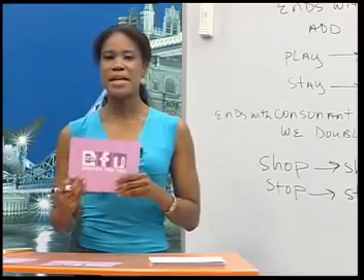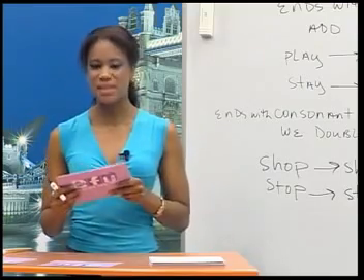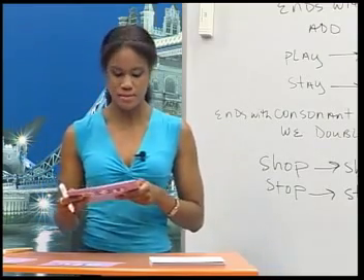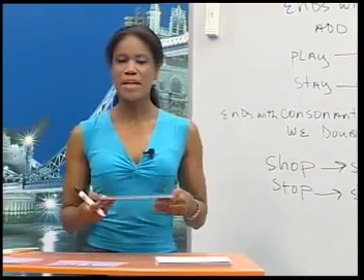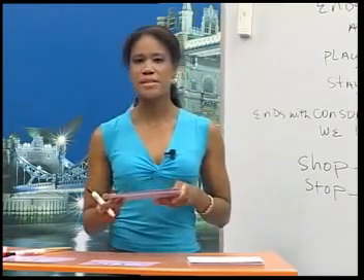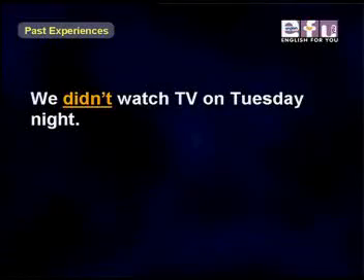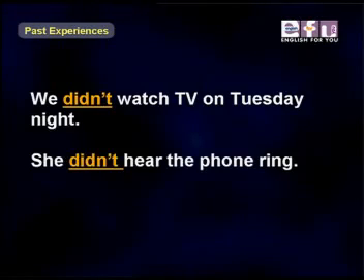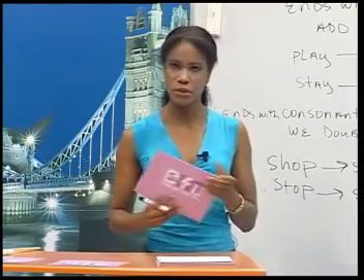When we want to make a negative sentence, then we use the helping verb didn't or did not. But we don't change the main verb. The main verb just stays in its simple form. Look at these examples. We didn't watch TV on Tuesday night. She didn't hear the phone ring. So the main verb stays the same, and you just add the helping verb, didn't.